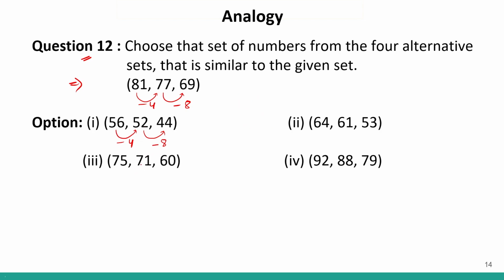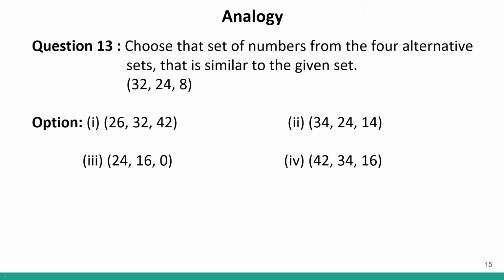Now, over here, 75 is minus 4, but this one is minus 11. Over here, minus 3. So don't proceed. Over here, we have minus 4, and from 88 to 79, this is minus 9. So the only one that follows will be option number 1, that is 56, 52 and 44. This one will be the correct one.